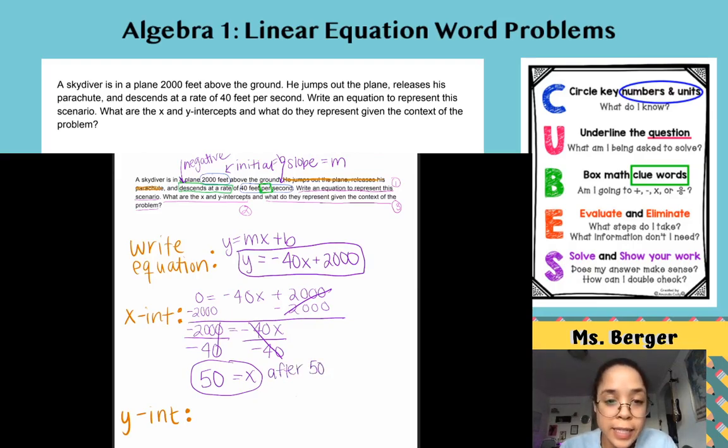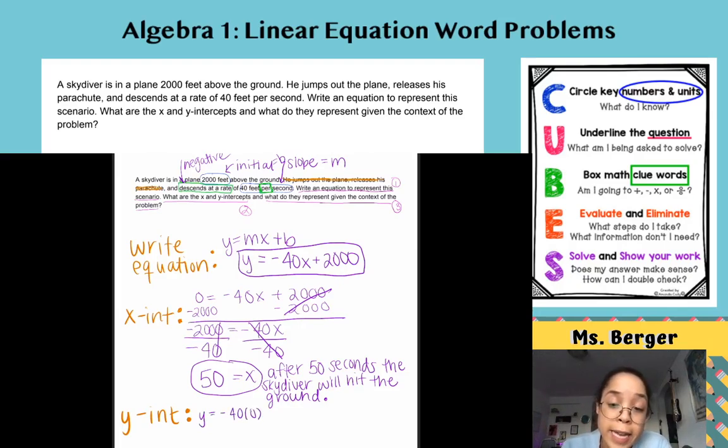So x tells us how many seconds. So we're saying after 50 seconds, our feet above the ground is going to be 0. That means that we're touching the ground after 50 seconds. I did that by just looking at what units 50 is referring to and what units our y of 0 is referring to. And that tells us what our context is going to be.